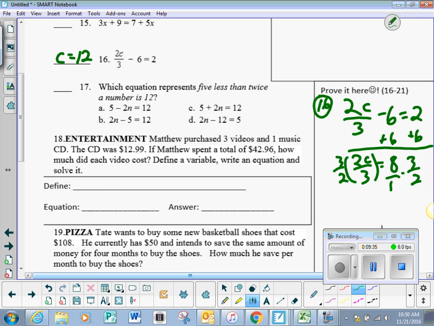17. Which equation represents 5 less than twice the number is 12? 5 less than. Change the order of the 5 and the twice the number. Switch the order. 2n minus 5 equals 12. B.